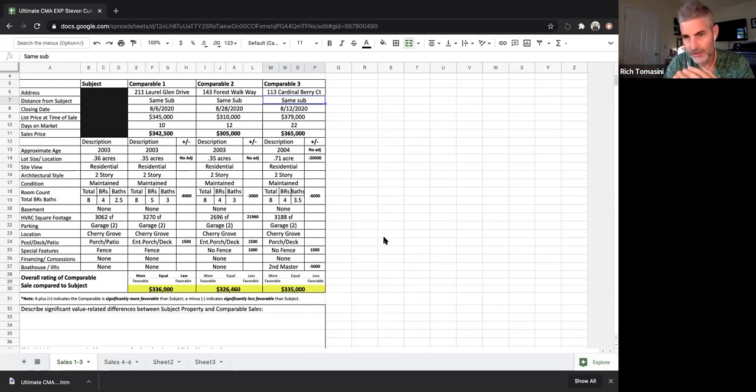my head of where to start, and then I can go back, and if I'm nervous on an adjustment, like I'm very nervous on the second master adjustment, I would go try to find second master homes and then do another little CMA that just shows what that difference could be. So at least I have something to support my data.